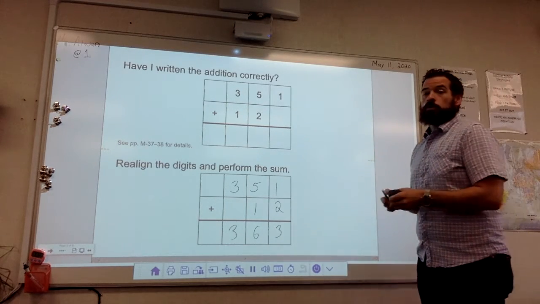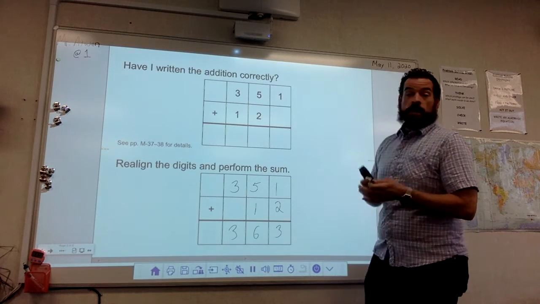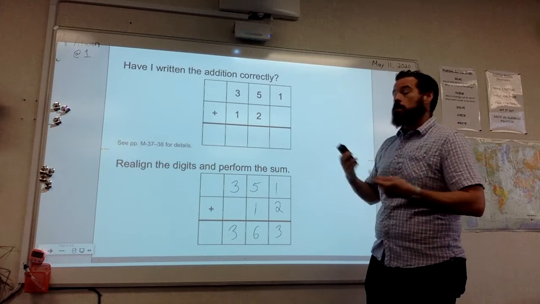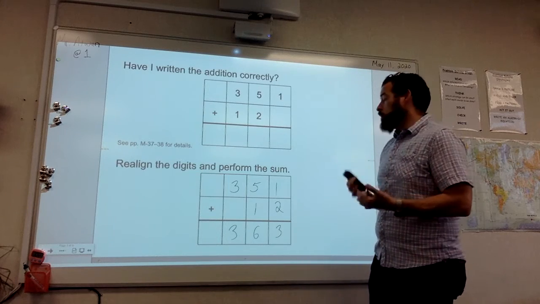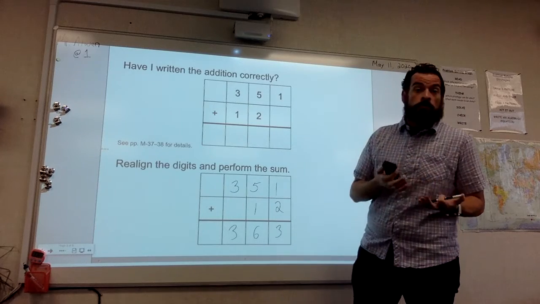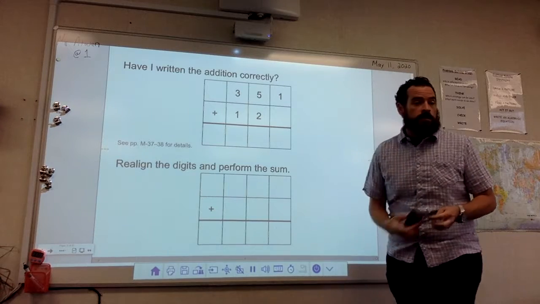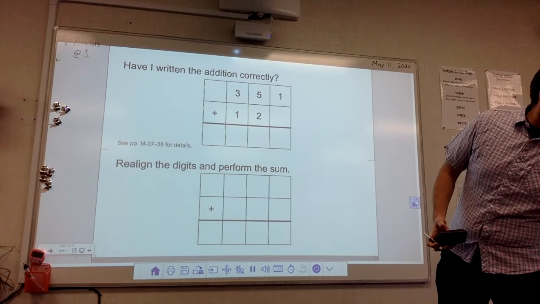So just remember making sure that you line up those place value columns correctly. If you have grid paper at home, it can be helpful, but as long as you're careful and neat, you should have no problem even if you don't have grid paper. But the grid paper will just make it a little bit easier for some of you.